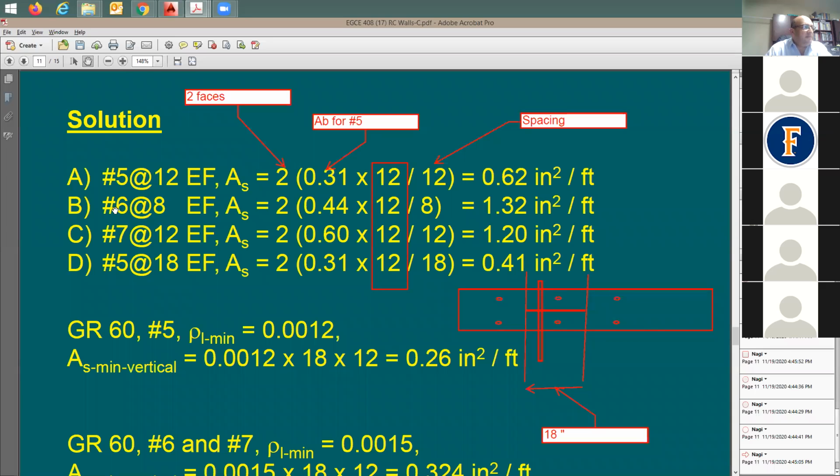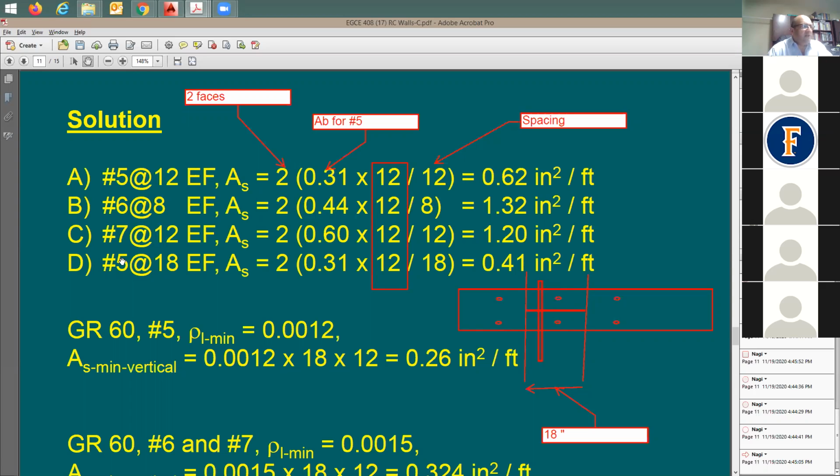Look at number 6. For number 6, the cross-section area of one rebar is 0.44 times 2, because you have two rebars. You divide this by 8 inches, because the spacing is 8 inches, and then multiply by 12. Same thing here for number 7 at 12, number 5 at 18. At the end, this is going to be the amount of reinforcement that you have here for each option.